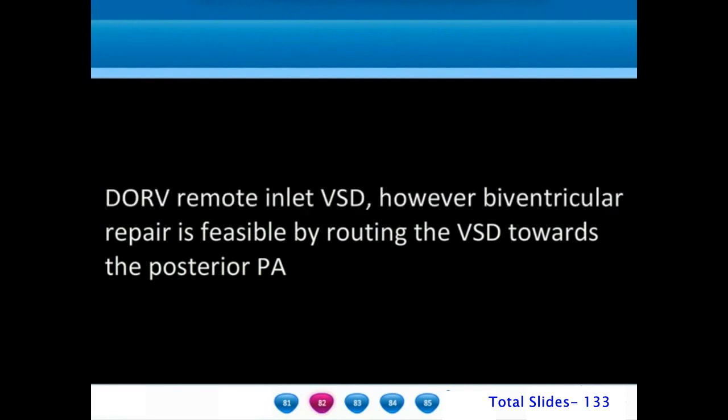In another example of a double outlet right ventricle with a remote inlet ventricular septal defect, where there was an anterior aorta and a posterior pulmonary artery, a biventricular repair was feasible by routing the VSD towards the posterior pulmonary artery.